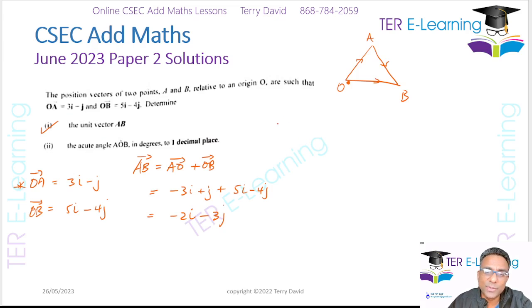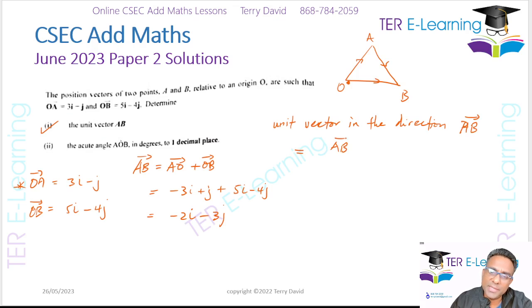So to get a unit vector in the direction AB, all you need to do is take the vector AB and divide that vector by the magnitude of AB. That's how you find a unit vector. So what we're still missing is the magnitude of AB.